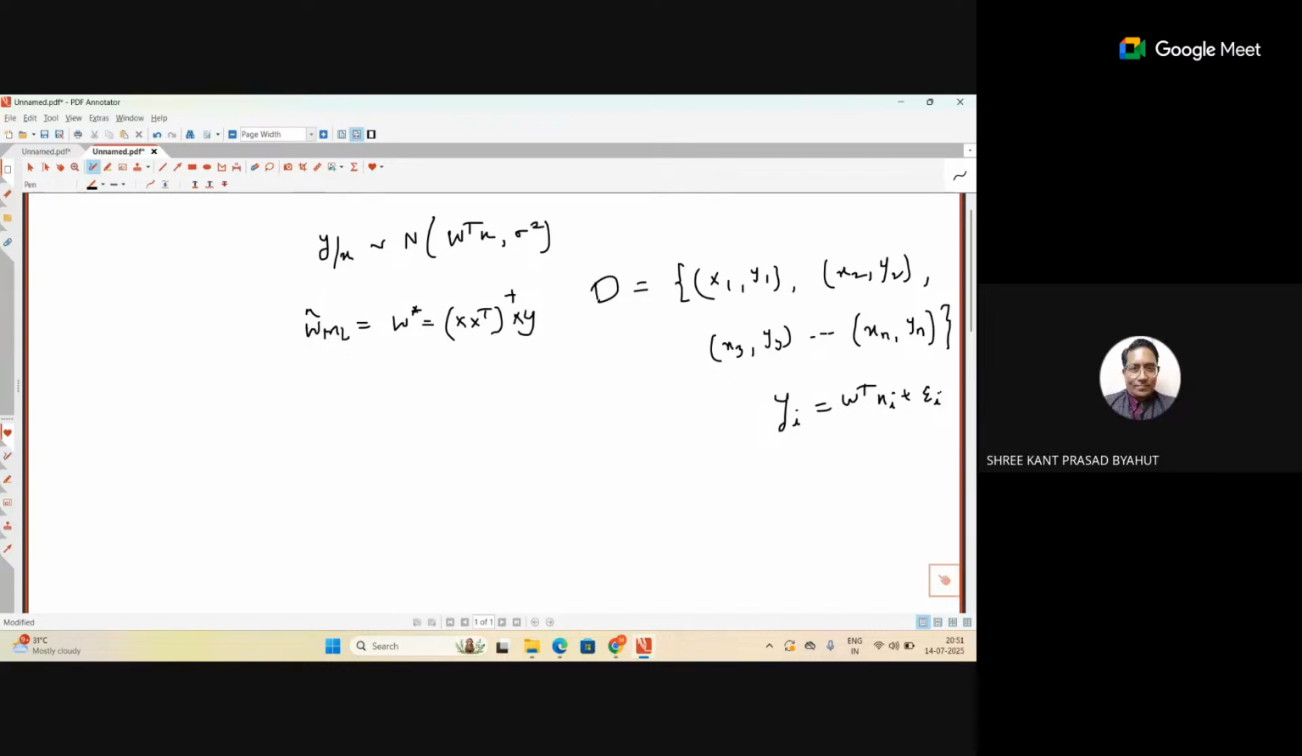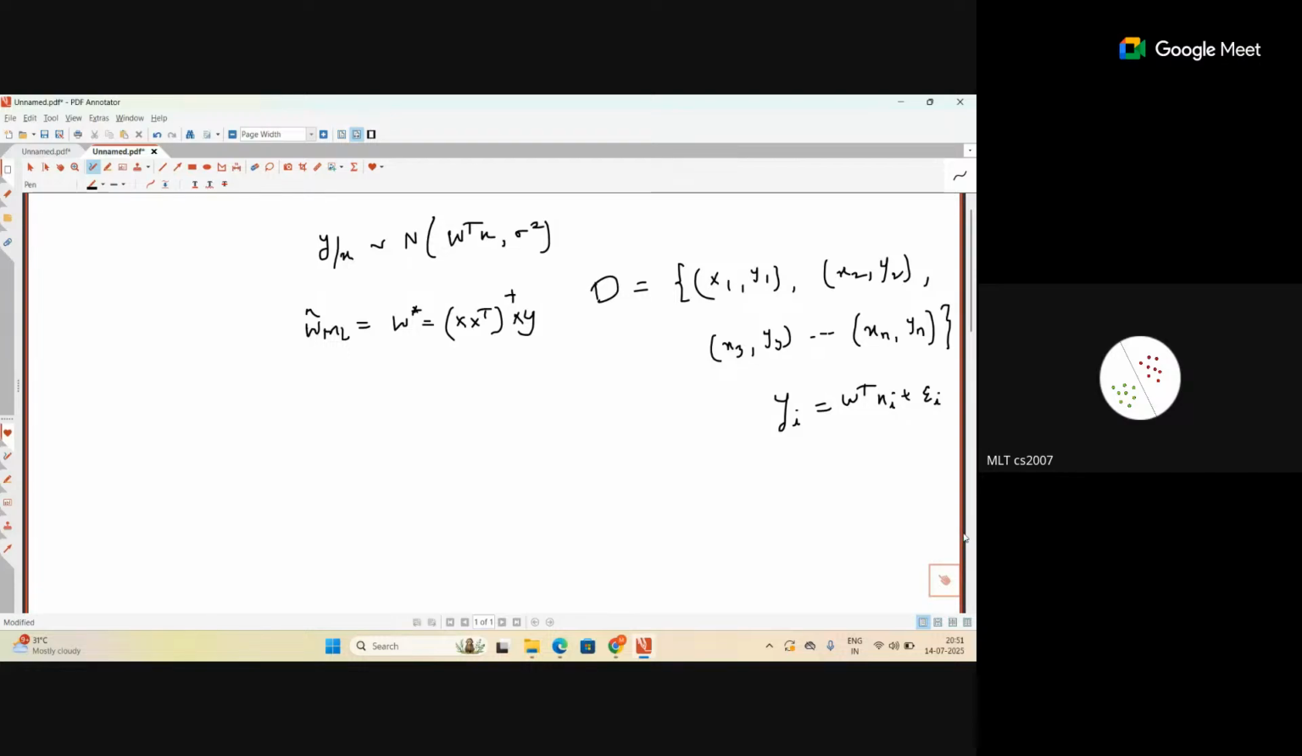Epsilon i is for each individual data point. Individual, it will be different, right? The error will be different. Why is it individual? If you have data points, x1 will have its corresponding error, x2 will have its corresponding error, like that, and accordingly you will get y1, y2.